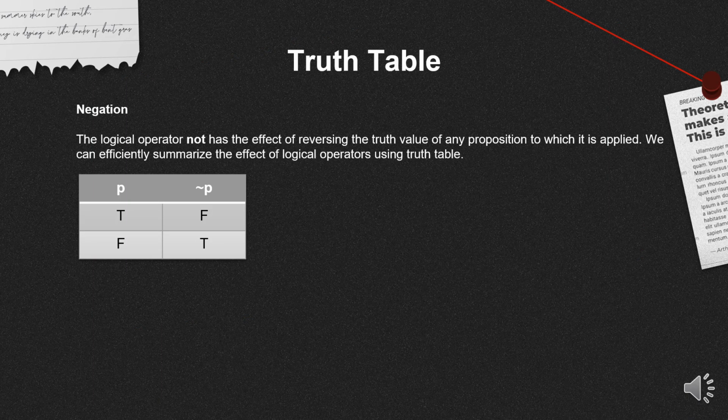Now, before we explain how we do our solution using the truth table, let me enlighten you about the methods or things that are inside the truth table. The first thing is negation, which is the logical operator not, and it has the effect of reversing the truth value of any proposition to which it is applied. We can efficiently summarize the effect of logical operators using truth tables. As you can see in the table, we have the variable p, which has the value of true and false. So if we put not p, the true value will become false and the false value will become true.